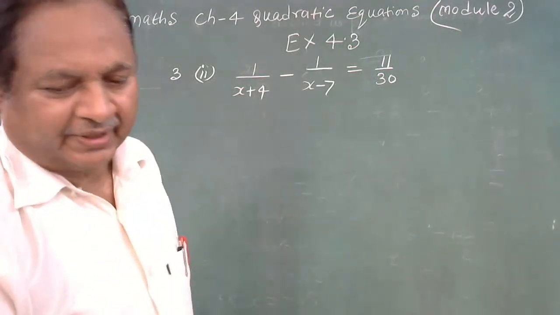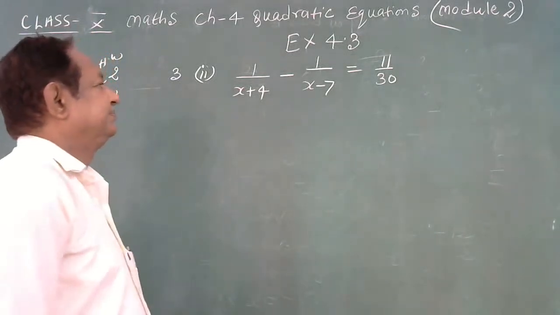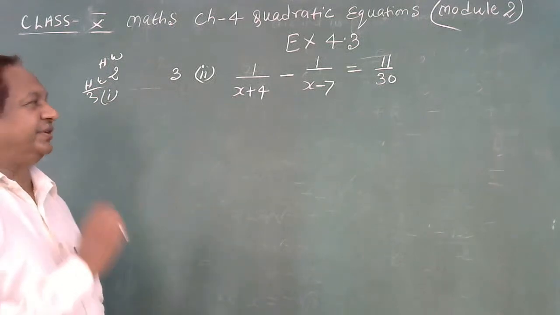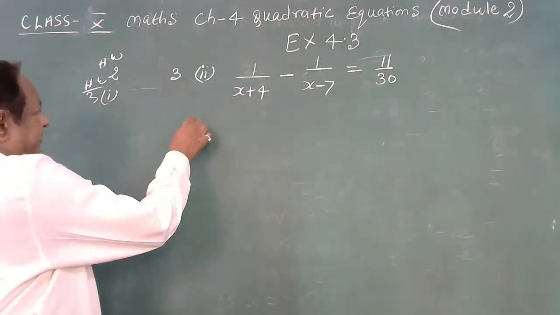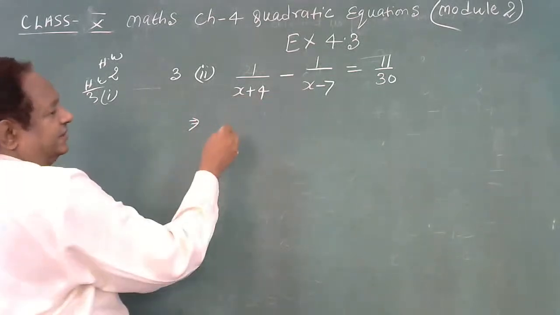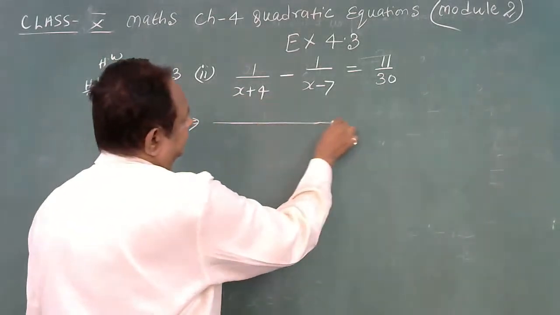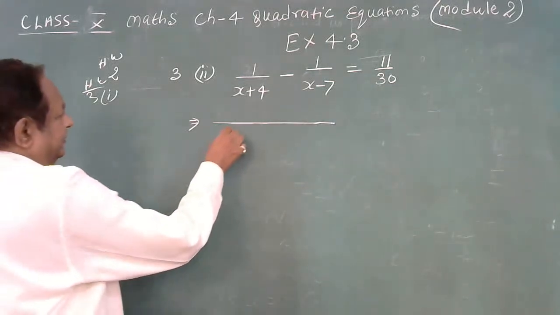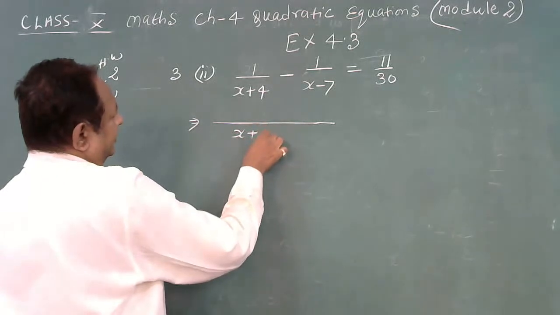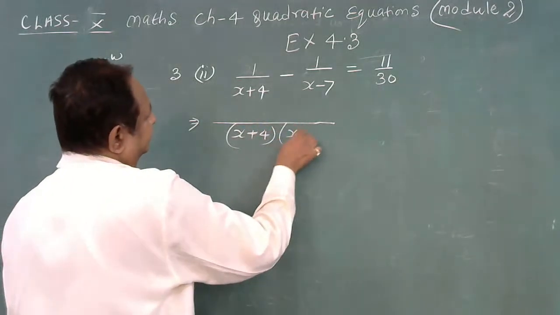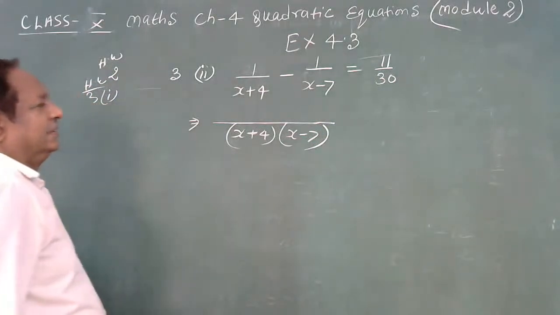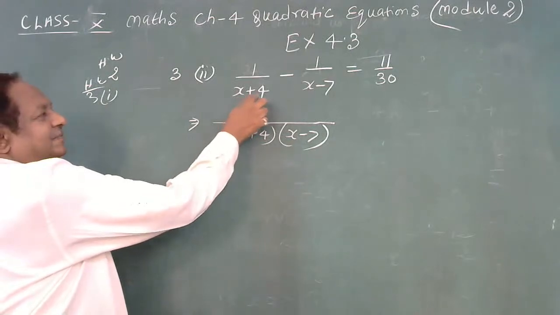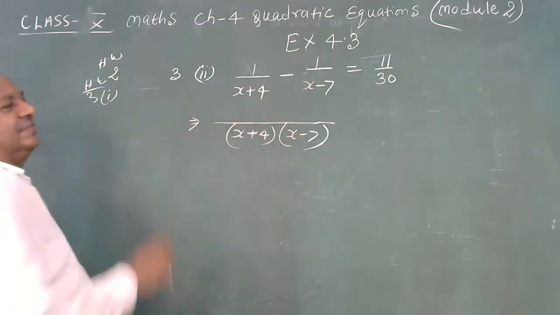So first we have to convert it into the general form of a quadratic equation. So we take the LCM of the denominators. The LCM of x plus 4 and x minus 7 will be x plus 4 into x minus 7. Now divide this LCM by x plus 4. The quotient will be x minus 7.